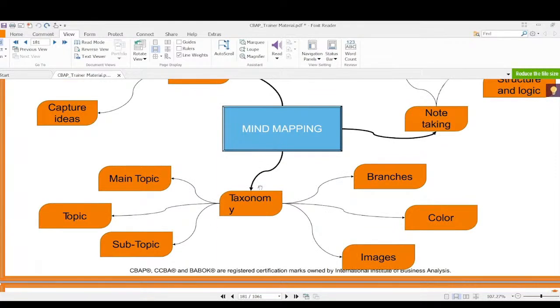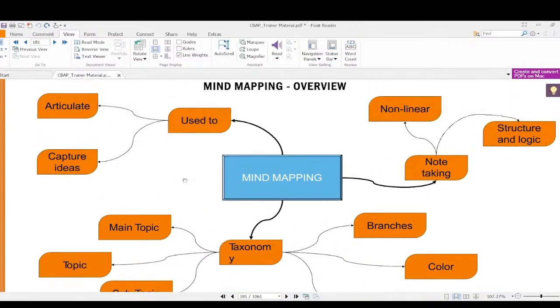Similarly, in mind mapping, there could be a main topic. If I had created this mind map, I would have taken out taxonomy. I think topic and subtopic should come out of taxonomy, because main topic and topic are not different, I think they're the same. Either you would have a main topic or you would have a subtopic. So out of taxonomy, it should be main topic and subtopic, but that's not important.